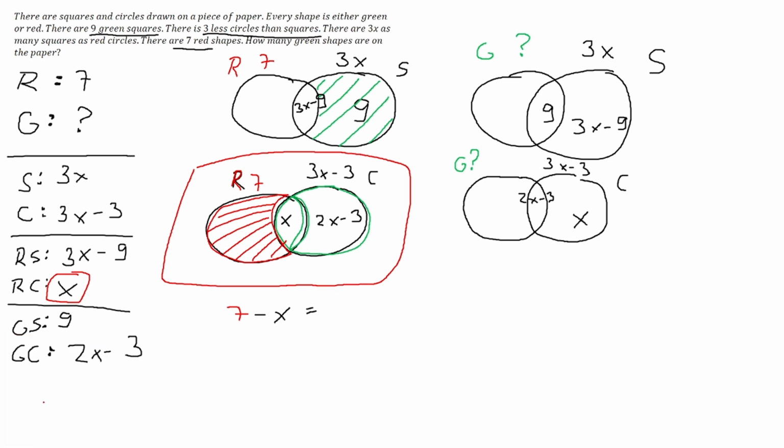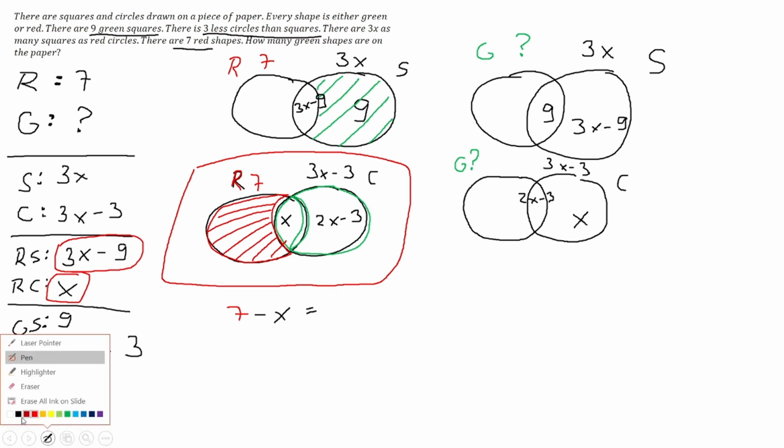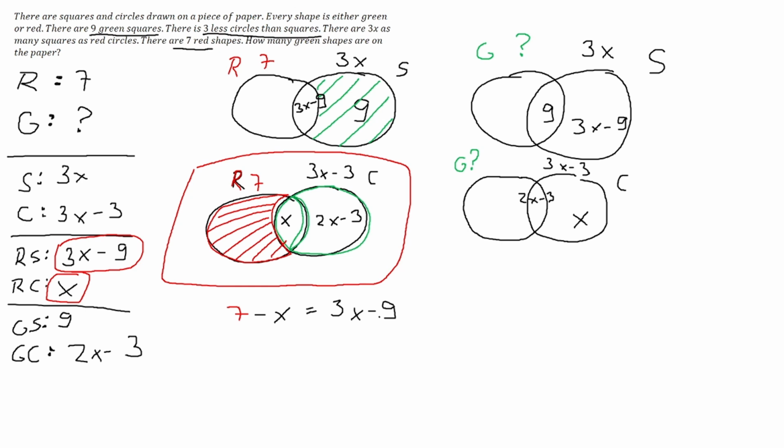Well, if we look at our handy list of relationships, like the relationships between the terms, then we can see that the red squares are equal to 3x minus 9. So 7 minus x is equal to 3x minus 9, just like so. And after solving this equation, so that's plus x, 7 equals 4x minus 9, and that's plus 9, that's 16, x is equal to 4, just like so. We've solved for x.